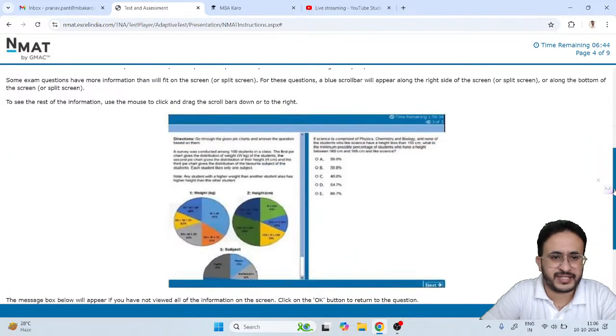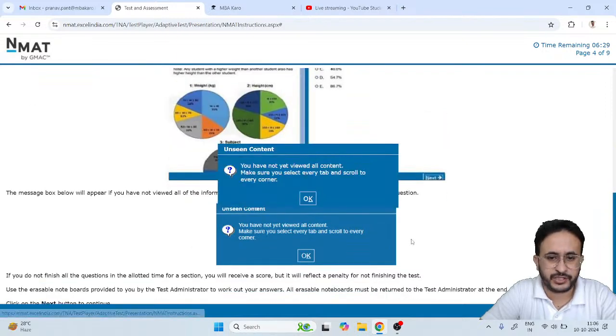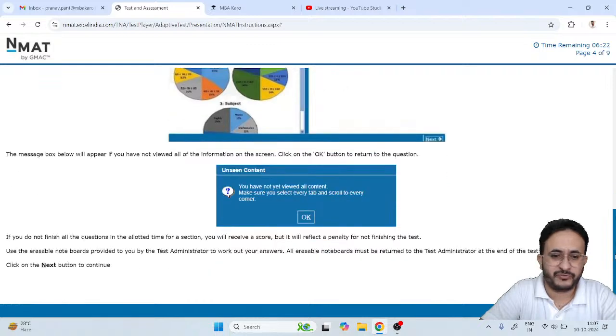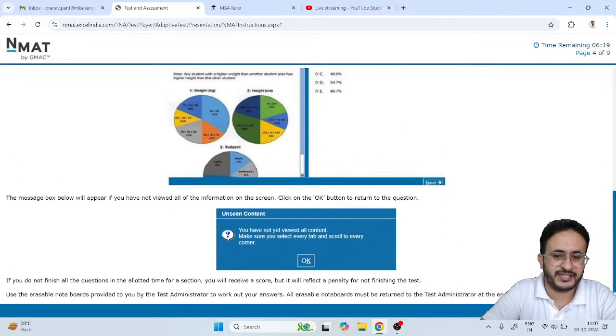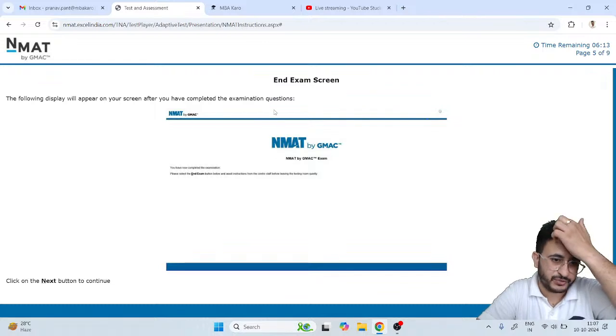Then it says that if it's a split screen, that is the only bad thing about NMAT, that you have to scroll till the end. You cannot just see the main screen and do away with it. So you need to scroll till the end. Then it says, "You have not yet viewed all content," so it will keep popping up. That is the worst thing about NMAT. Suppose the RC is long and you have seen only this part and you click on next. Okay, we scrolled before, so that's why it went to the next screen.